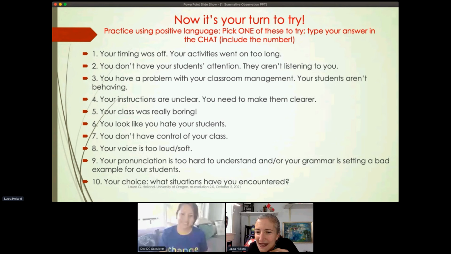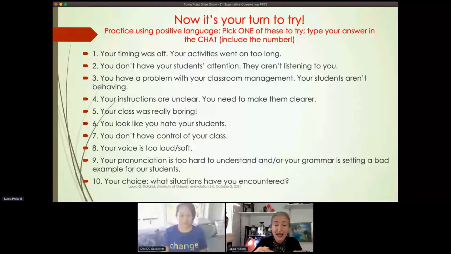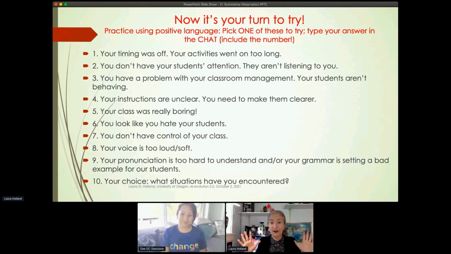Okay, Dee's got 4. It sometimes helps to clarify instructions by, blah, blah, blah. Isn't that a much nicer, gentler way to hear your instructions were unclear? You need to make them clearer. That's not even helpful, right? But it sometimes helps to clarify instructions by maybe having them paraphrase or do it step by step or saying it back to you or using CCQs, confirmation check questions. Okay, so we've got now 5 different alternatives of how to make it more clear.